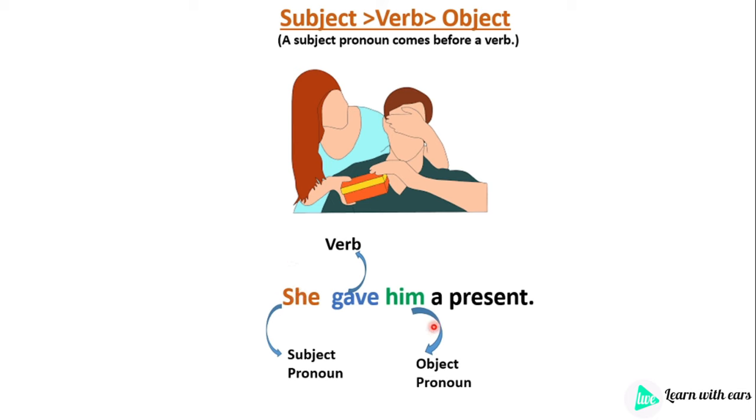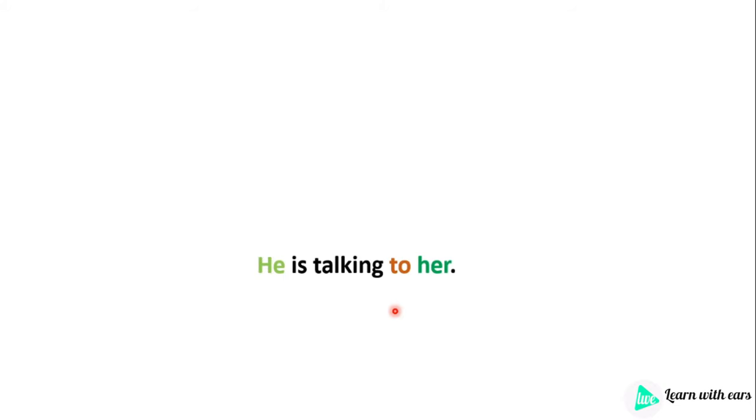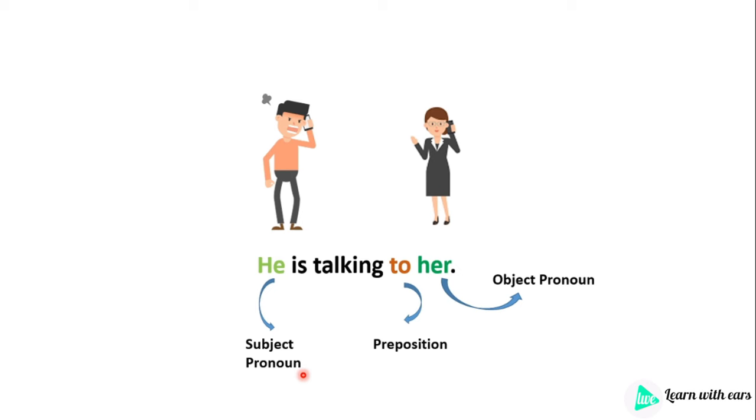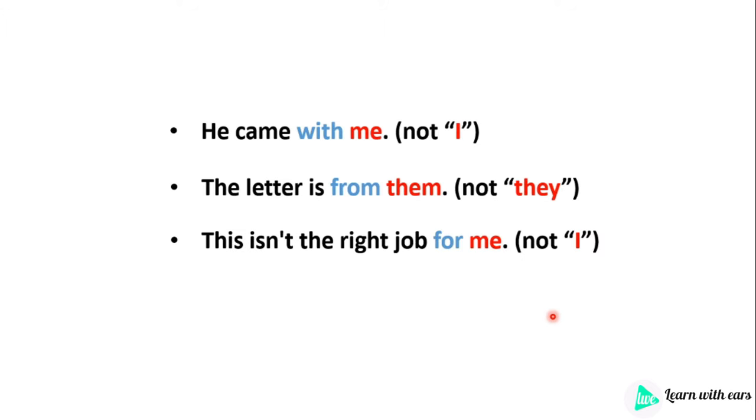An object pronoun comes after a verb or sometimes after a preposition. Now let's understand it by this example. He is talking to her. Okay. Now he is a subject pronoun. To is a preposition and her is an object pronoun. So sometimes preposition comes before an object pronoun. Okay. Now let's understand it by some examples.